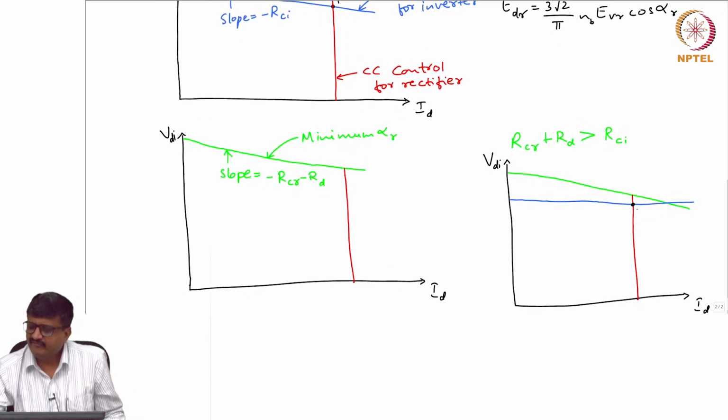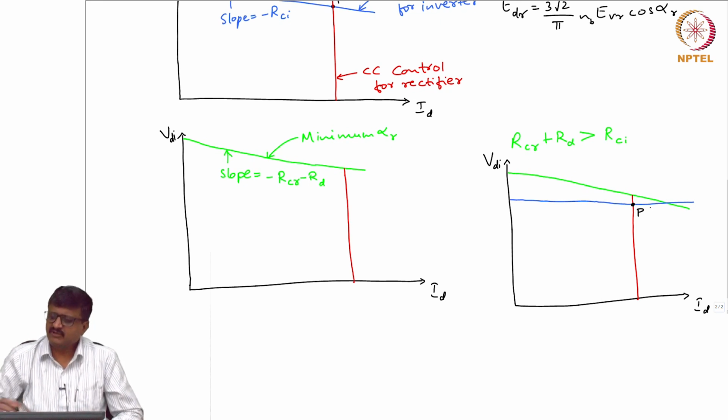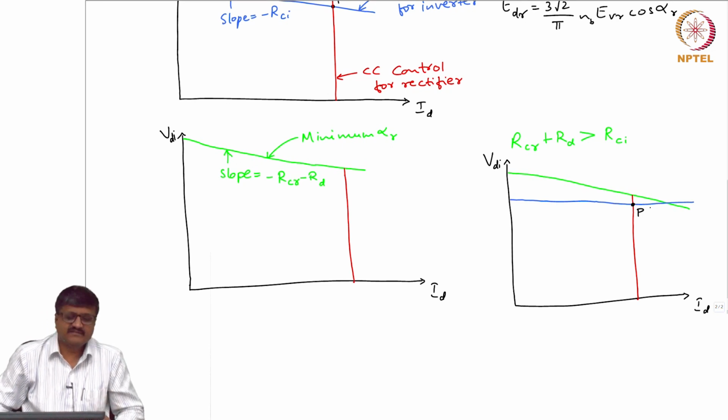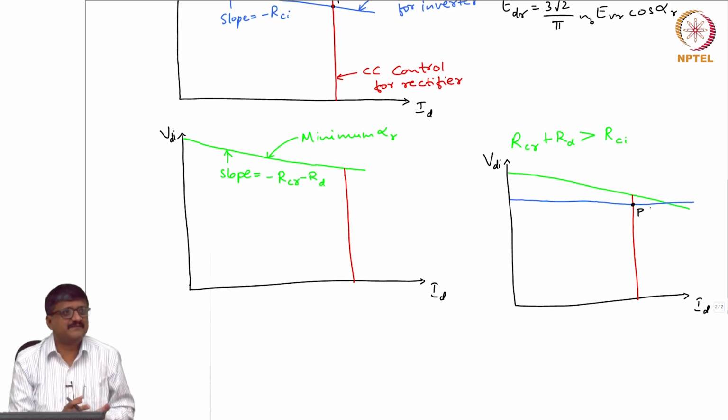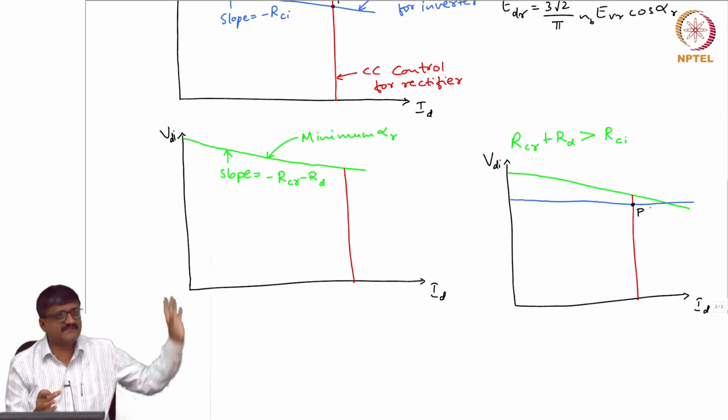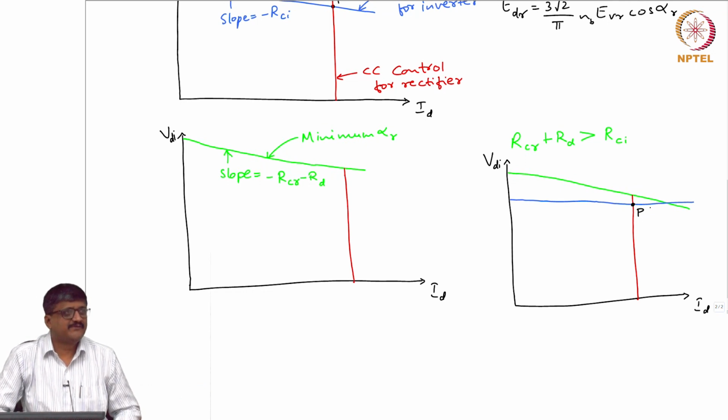Now, if P is the point of operation, suppose the AC system voltage on the rectifier side decreases. What happens to minimum alpha R? Alpha R is constant, but the AC system voltage on the rectifier side decreases. What happens? The DC voltage also goes down, so the curve moves. VDI is DC voltage. So, this minimum alpha R also decreases.